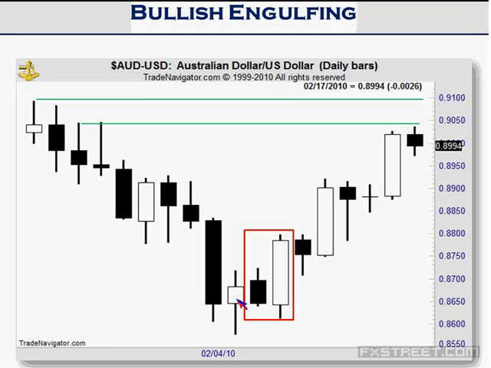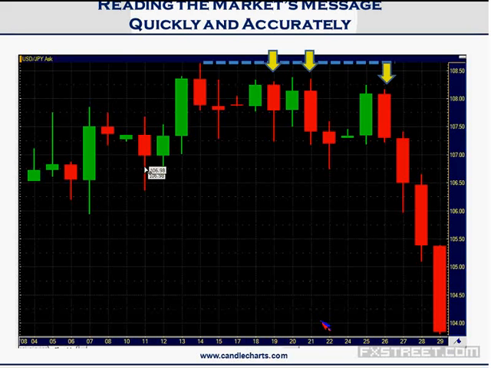Okay, there are nuances that are really, really important to know before you start putting money on the line with the candles. Okay, this is a bullish engulfing pattern because it does come after a downtrend. Reading the market's message quickly and accurately. You think this market had problems up here? Okay, bearish engulfing pattern, bearish engulfing pattern, right at the same resistance. What a great time to think about selling short, of course with an appropriate stop above the blue dotted line.